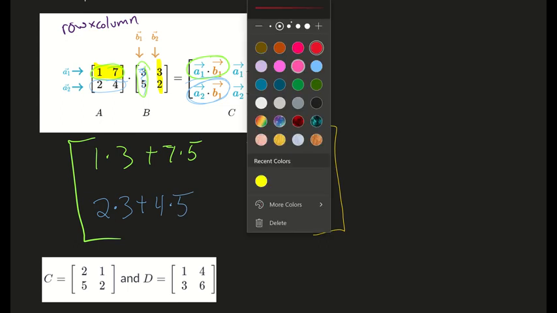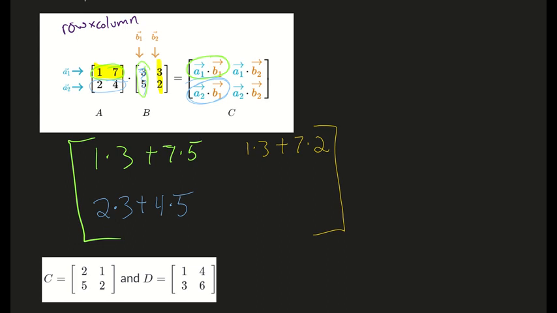And then for our second row, second column, we do second row multiplied by second column. So it will be 2 times 3 plus 4 times 2. So it's going to share some characteristics with finding dot products for vectors.